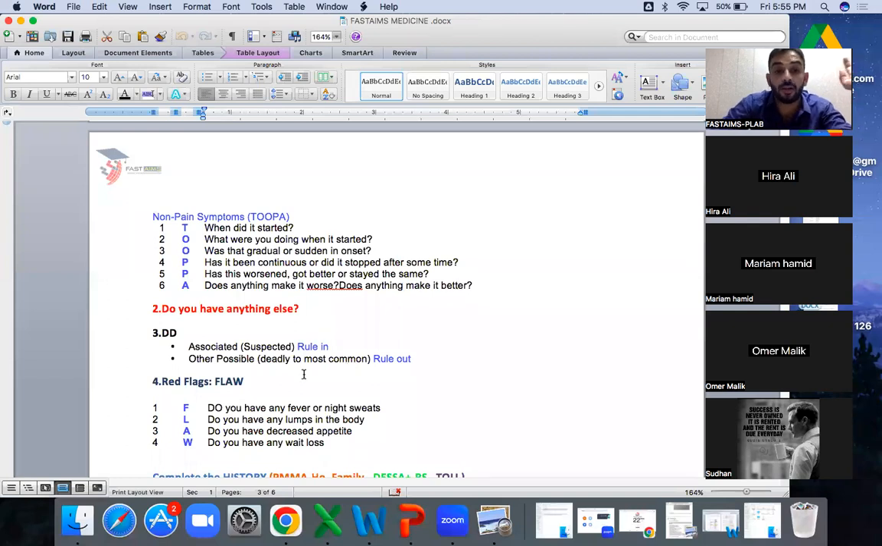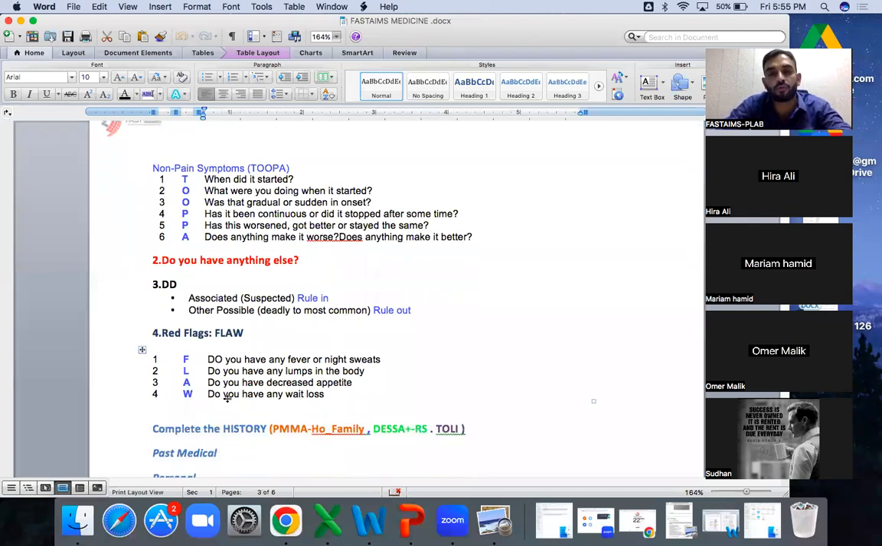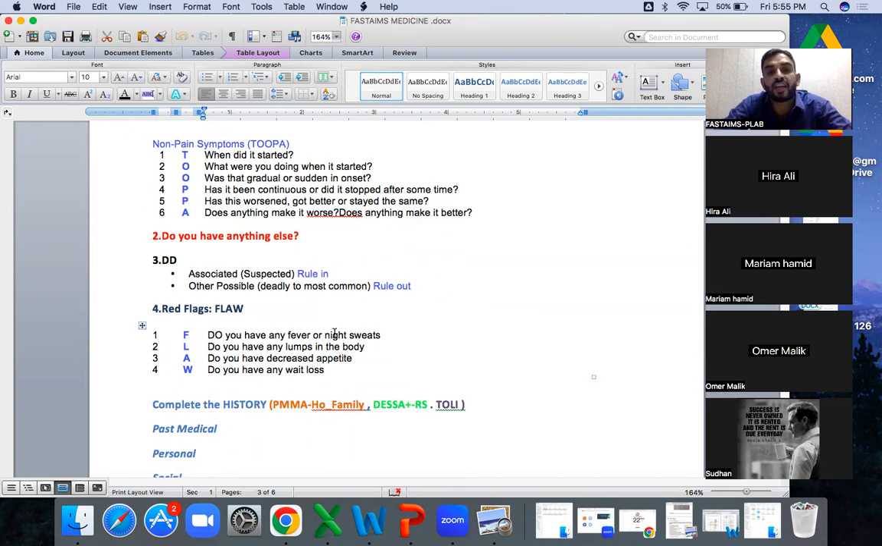The other thing is red flags. For the red flag, we have a very common mnemonic, FLAWS, which is a universal mnemonic. I have not changed that mnemonic because it was not needed. F is, do you have any fever? It was FLAWS, but I made it like, do you have any fever or night sweats? Sweats for night sweats, I have combined with fever. And you are not going to ask this in every question.